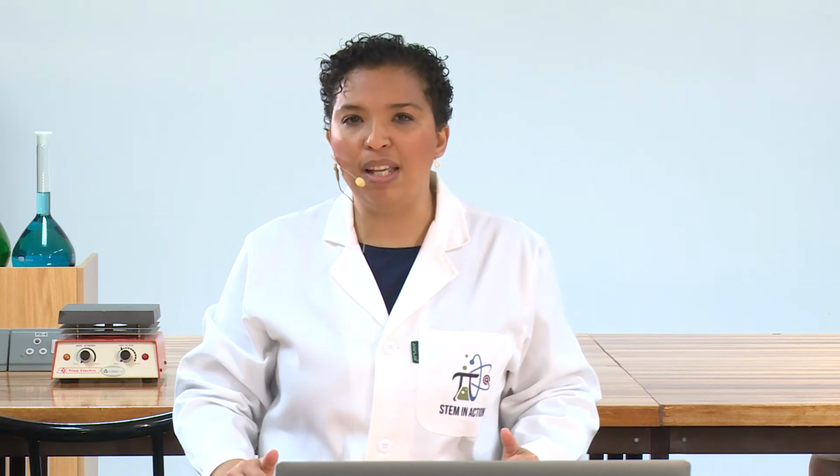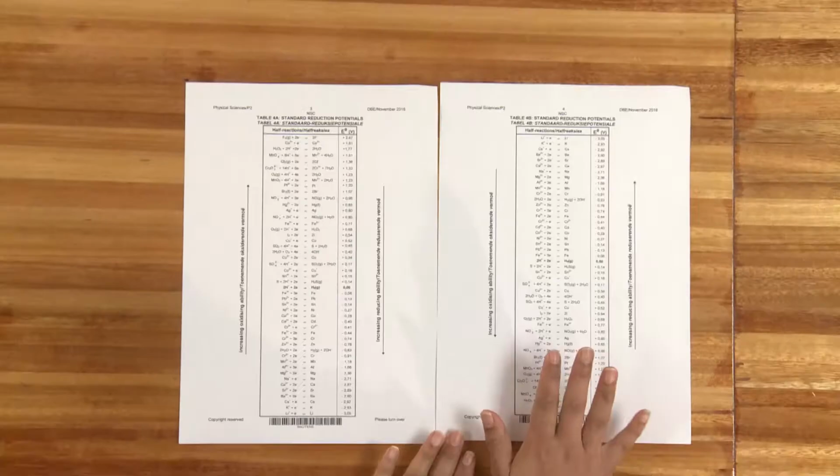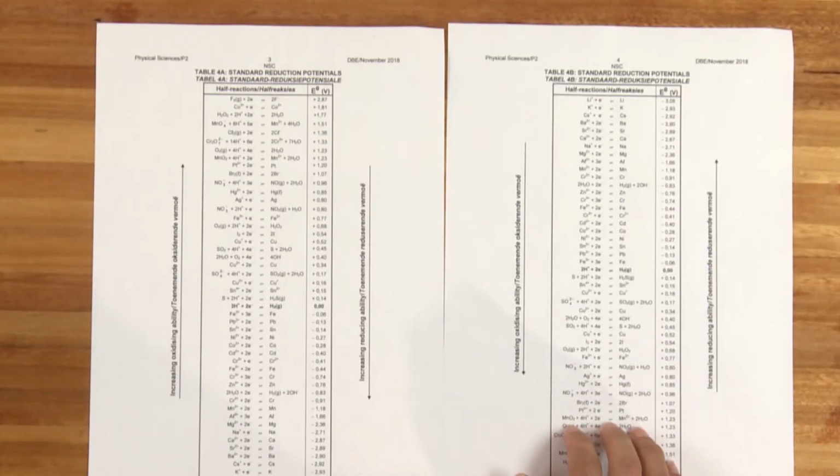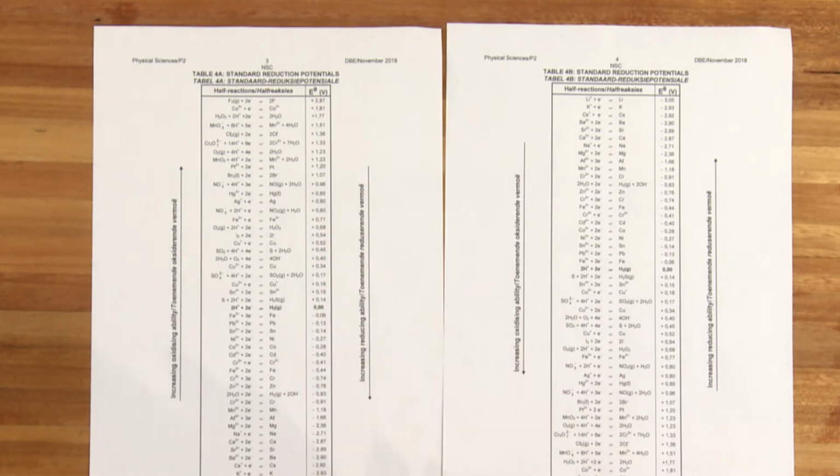But before that, if we look at your data sheet, now in your Boost exam prep pack, the data sheets have been given to you. And in your data sheet, there will be two tables, table 4A and table 4B. These are standard reduction potentials. They are given over here as voltages of the E cell voltages effectively. Let's go and see how those actually came about.